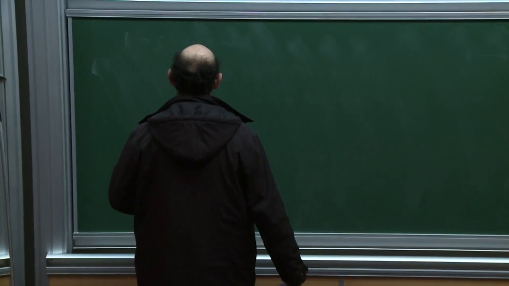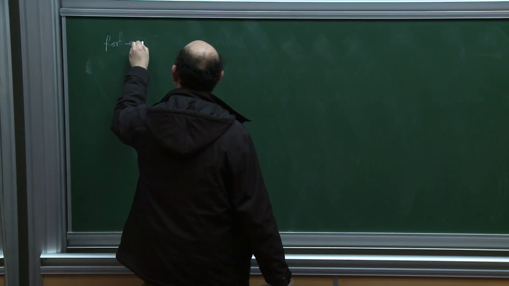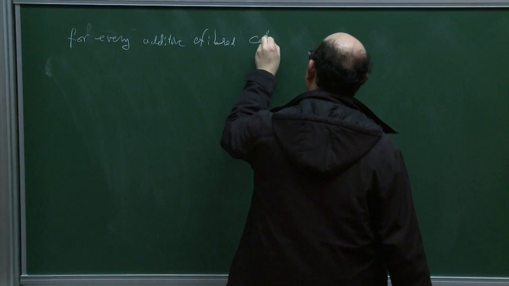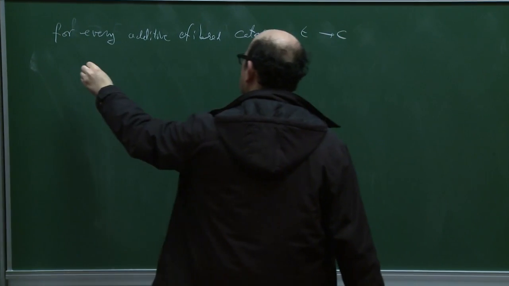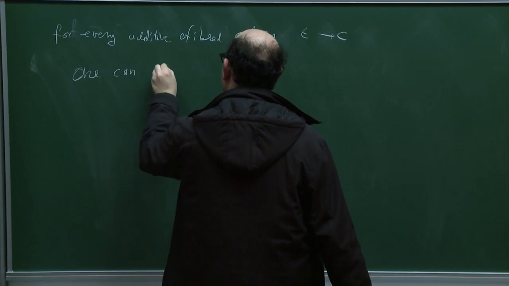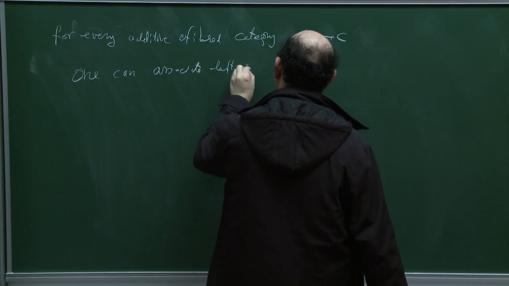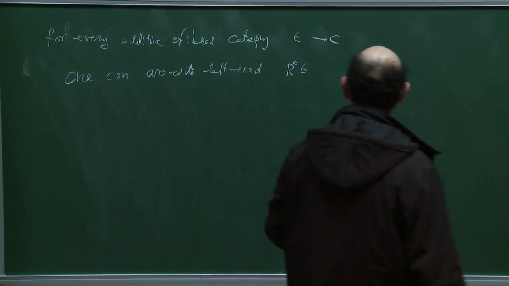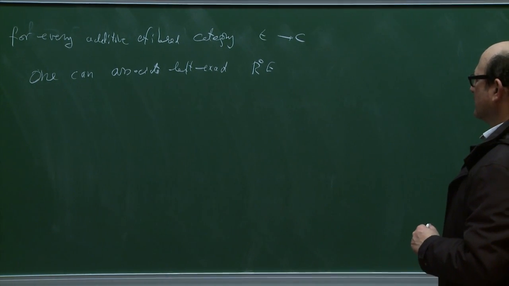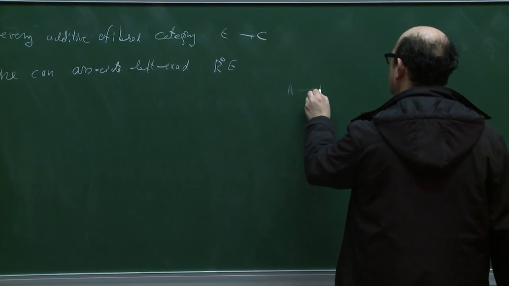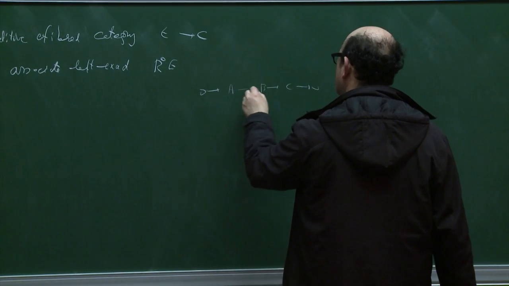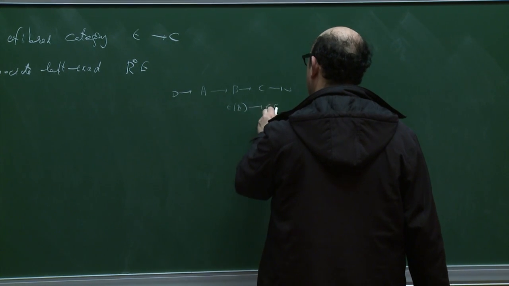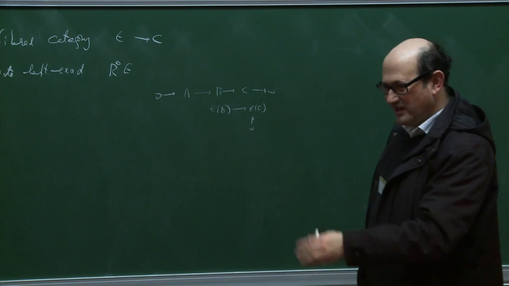So in fact, for every additive co-fibered category E to C, one can associate the left exact one. So this is like R0E. This is like the construction of derived functors, where you try to take the limit over all exact sequences. You don't assume there are enough injectives, but roughly, if you have an embedding into something injective, then you take the kernel, so to speak, from EB to EC as a definition of R0E of A, and then you take a limit.